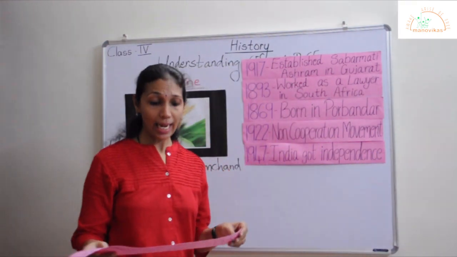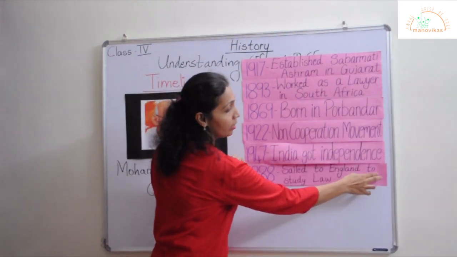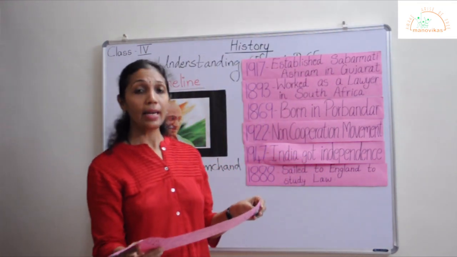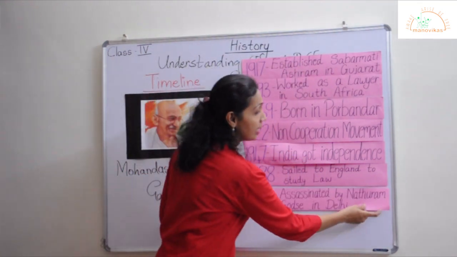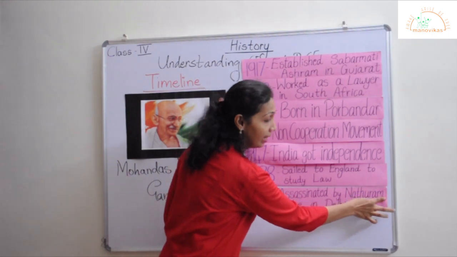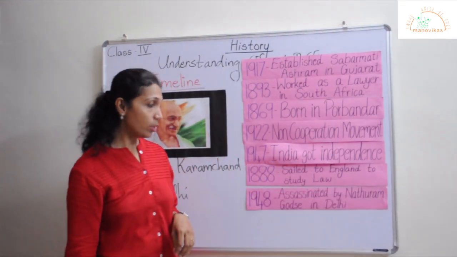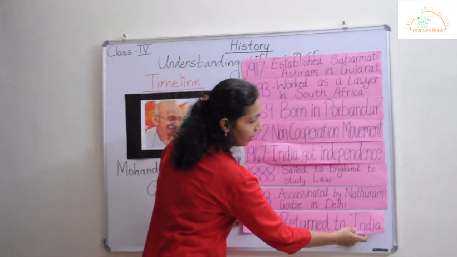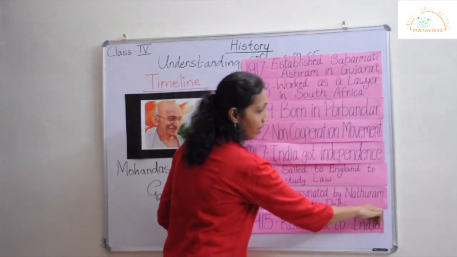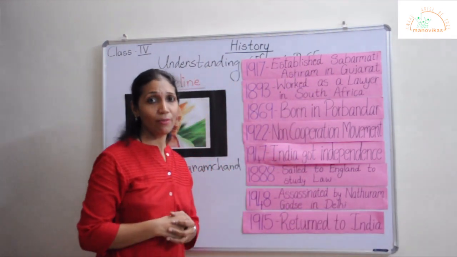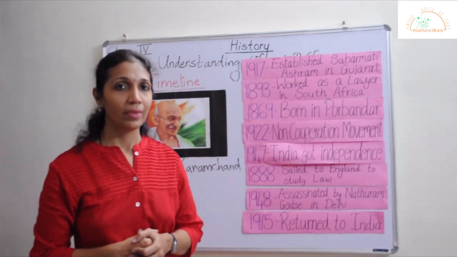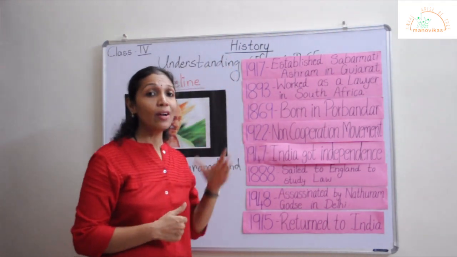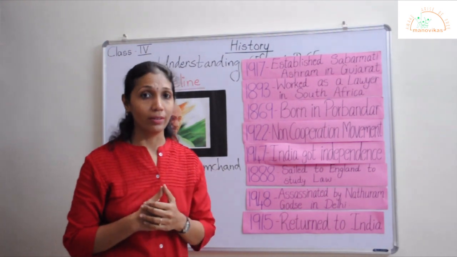In 1888, he sailed to England to study law. In 1948, he was assassinated, means killed, by Nathuram Godse in Delhi. In 1915, he returned to India. Now observe these events very carefully. These events, what I have stuck on the board, are not arranged in correct order.